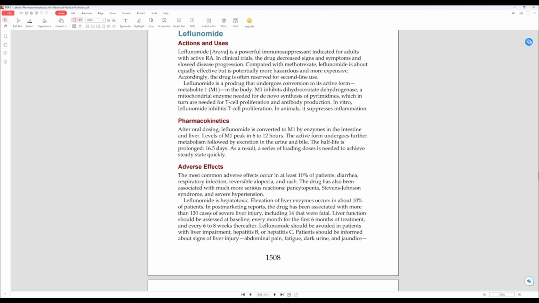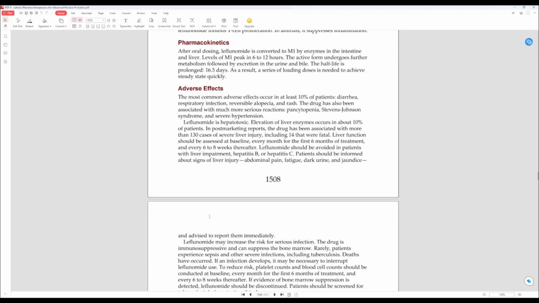So, its pharmacokinetics. After an oral dose, leflunomide is converted to M1 by enzymes in the intestine and liver. Levels of M1 peak in 6 to 12 hours, and the active form undergoes further metabolism, followed by excretion in urine and bile. The half-life is prolonged to 16.5 days, so as a result, a series of loading doses is needed to achieve steady state quickly. It does come with some adverse effects.